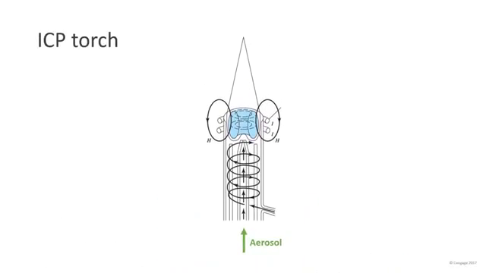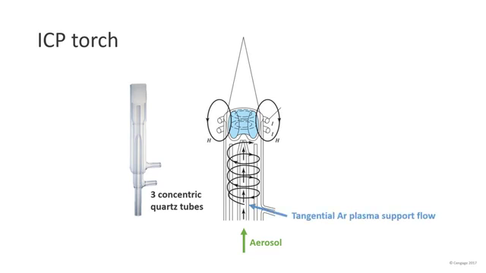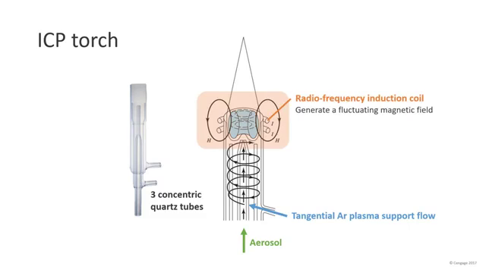The ICP torch is made of 3 concentric quartz tubes, which argon gas flows through. The sample aerosol is introduced through the central tube. The tangential argon plasma support flow helps cool the inner walls of the central tube. The top of the outer tube is surrounded by a water-cooled induction coil, which is powered by a radio frequency generator. This will generate a fluctuating magnetic field. The ionization of the flowing argon is initiated by a spark from a Tesla coil.